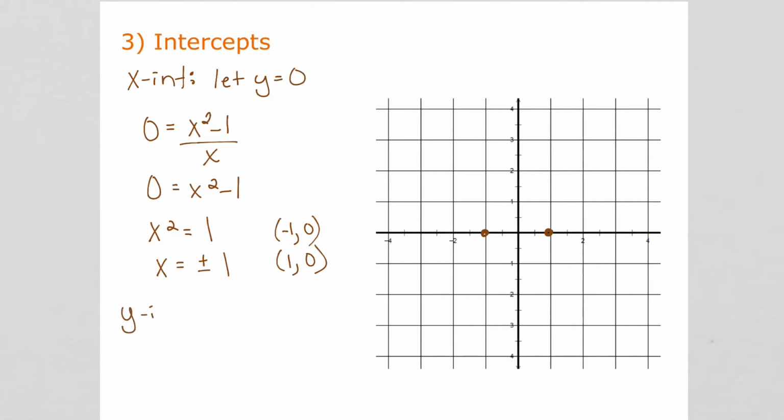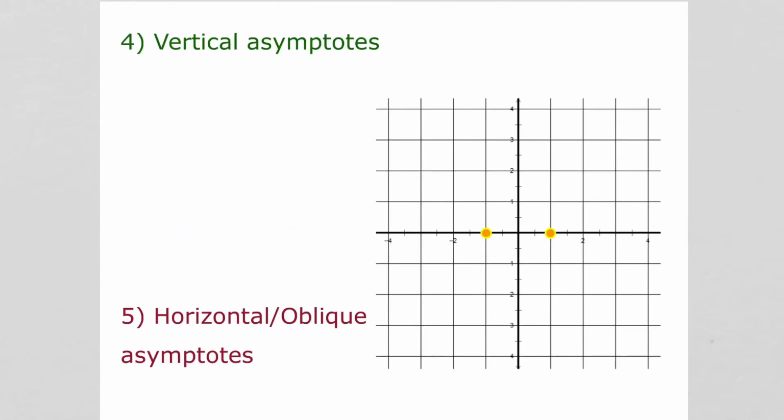And then the y-intercept, let x be 0. We're dividing by 0, so guess what this means? No y-intercepts. So vertical asymptotes, again, set the bottom equal to 0. It's just x equals 0.